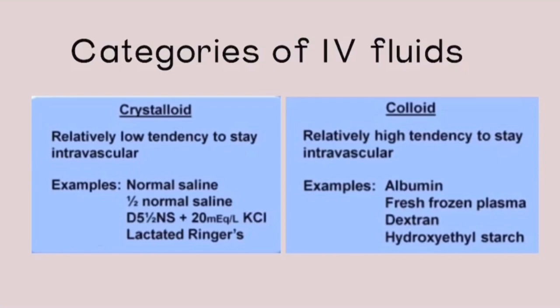Next is the colloid, which has a relatively high tendency to stay intravascular. Examples include the natural albumin and fresh frozen plasma. There are also synthetic solutions, the dextran and hydroxyethyl starch.